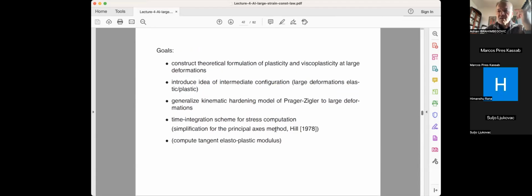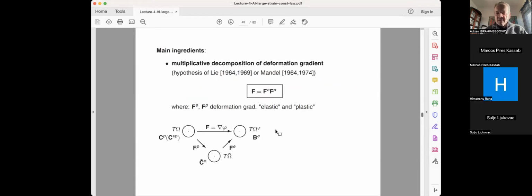What we introduce here is we try to construct a theoretical formulation of plasticity, viscoplasticity, large deformation. We introduce the idea of intermediate configuration, where large deformations are elastic and plastic. And we generalize kinematic hardening of Prager-Ziegler to large deformation. And we introduce this time integration scheme for stress computation so that you get a simplification for the principal axis method of Hill, and especially how to compute with tangent stiffness and whatnot. So basically, this is the part which was done initially by these guys.